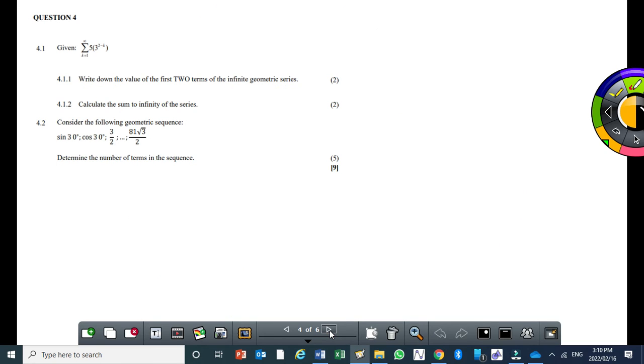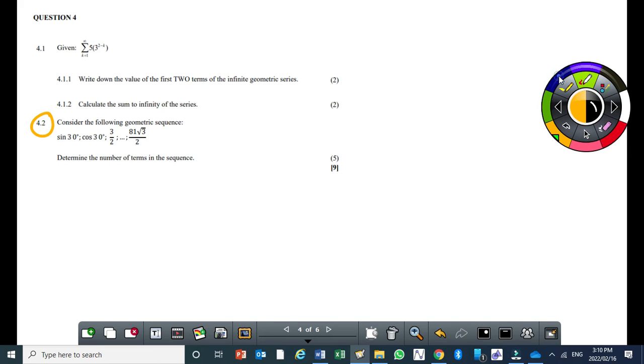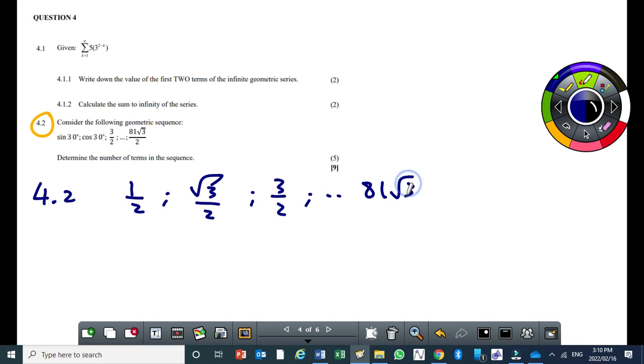Then the next question, that is 4.2. 4.2 says consider the following geometric sequence. So you've got sine 30, cos 30, 3 over 2. Now, don't be scared because you saw sine 30, it's a ratio. Sine 30 is a half, cos 30 is square root of 3 over 2. Then we have 3 over 2. The last term is 81 root 3 over 2. Okay? So don't be scared here.